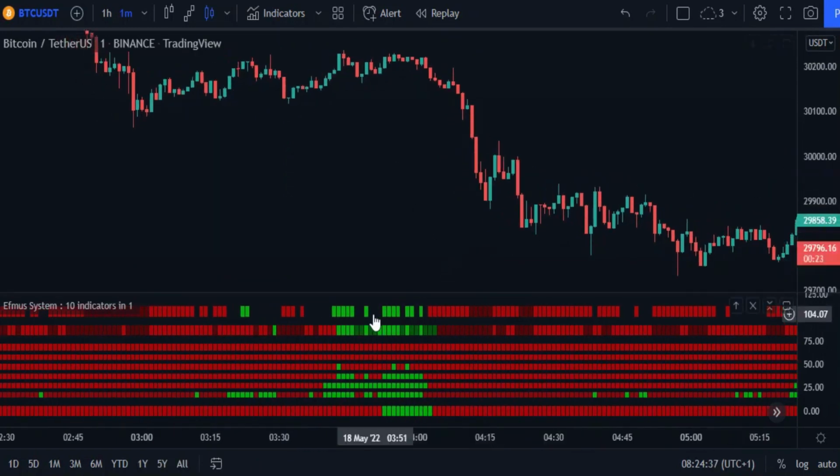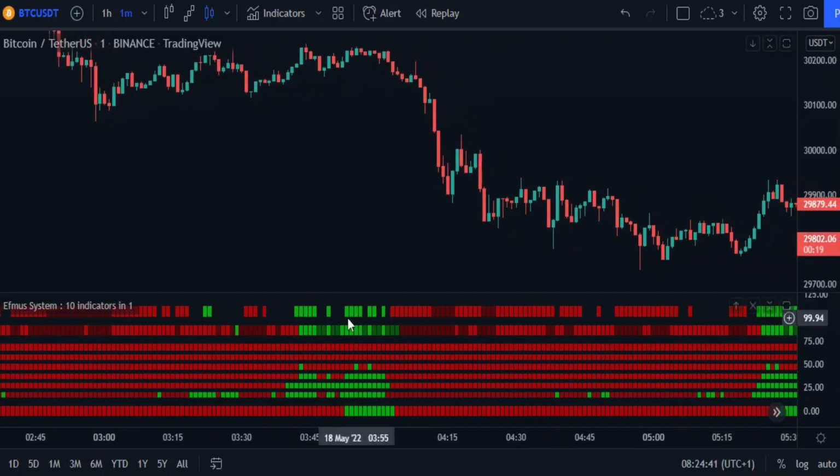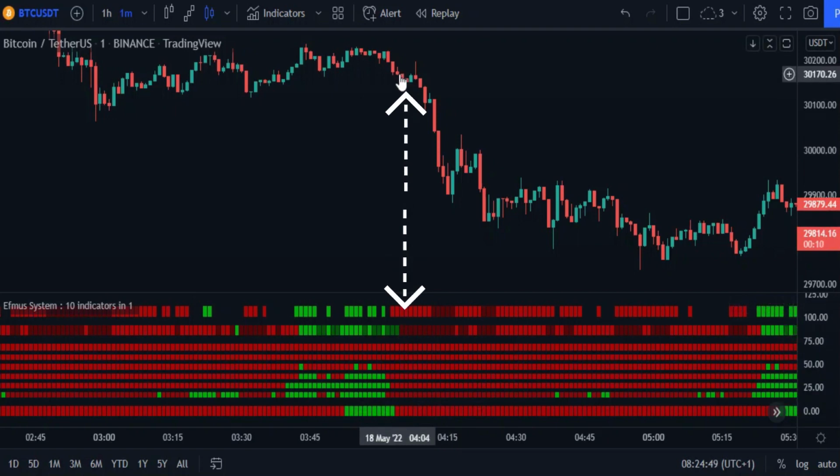For example, here, we find that some indicators have given a green color, a little later, and exactly here, all indicators have given a red color, and that means the signal will be strong, and we can use it to enter a short position at this candle here. And the result is, the price drops dramatically.